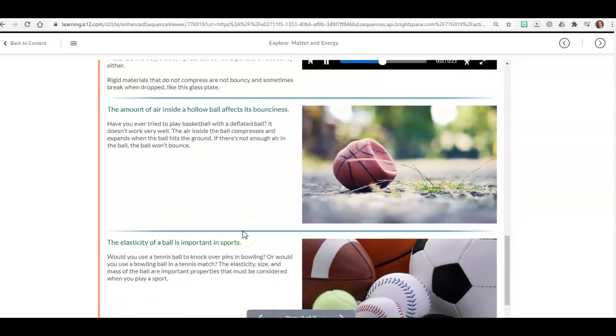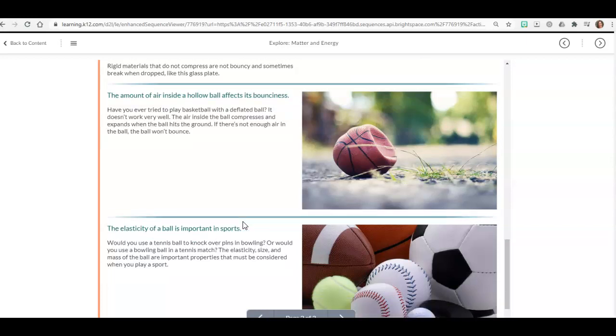So the amount of air inside a hollow ball affects its bounciness. Have you ever tried to play basketball with a deflated ball? It doesn't work very well. The air inside the ball compresses and expands when the ball hits the ground. So if there's not enough air, the ball won't bounce.